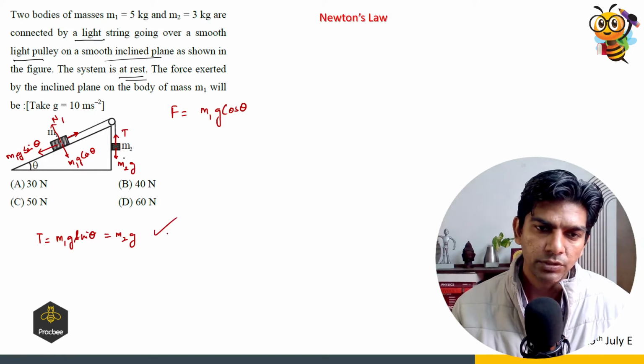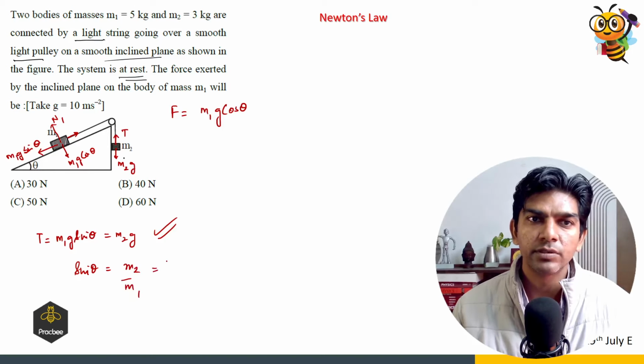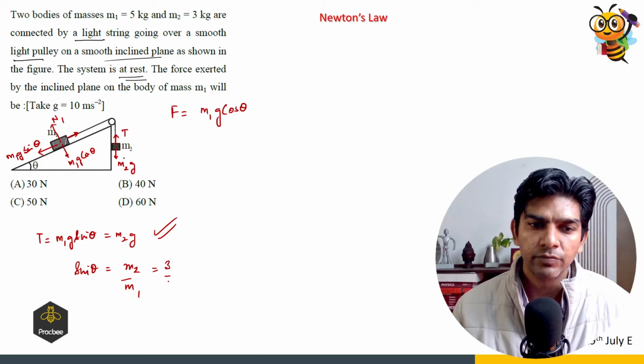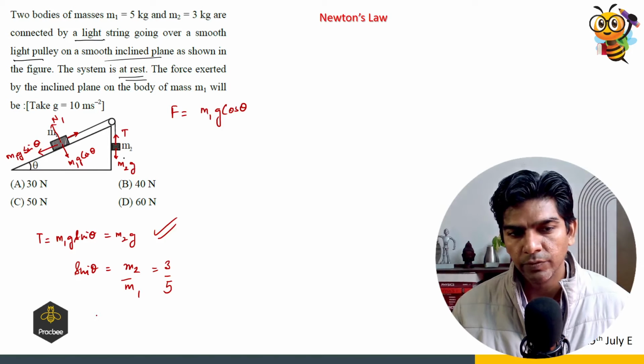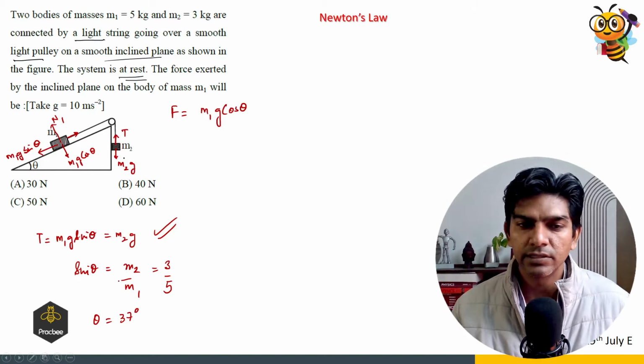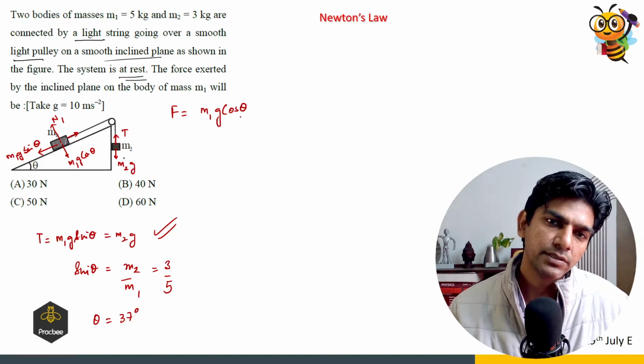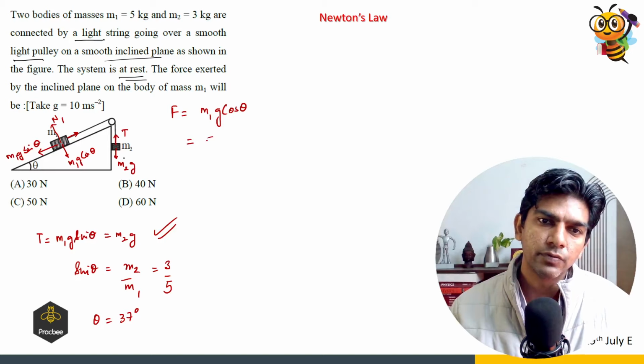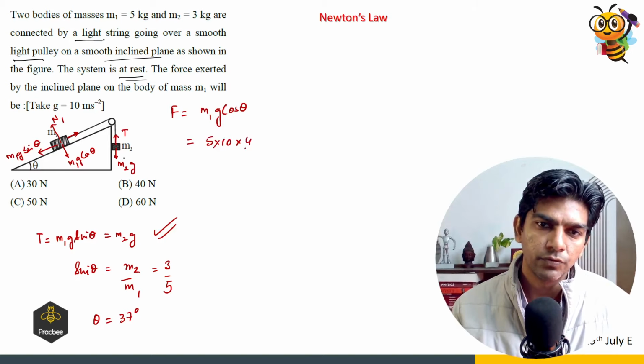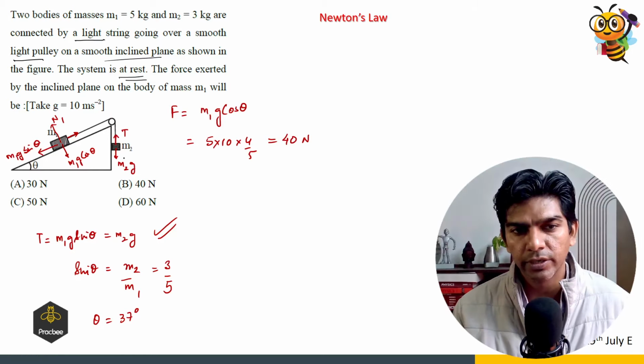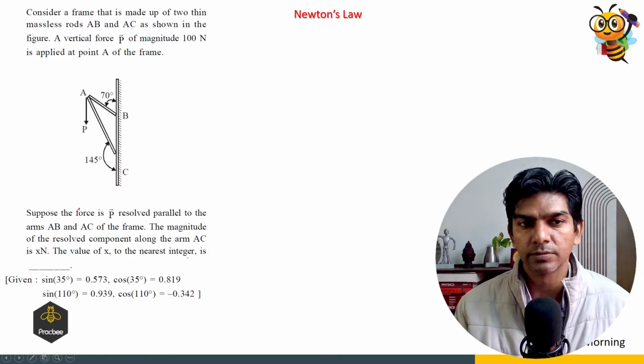From this equation we can say sin theta is m2 by m1, and m2 is given as 3 and m1 is 5. So it is 3 by 5, and we know that at theta equals 37 degrees, sin 37 is 3 by 5 and cos 37 is 4 by 5. So m1 is 5, g is 10, times 4 by 5. This comes out to be 40 Newton. So the answer will be 40. Option B is the right answer.